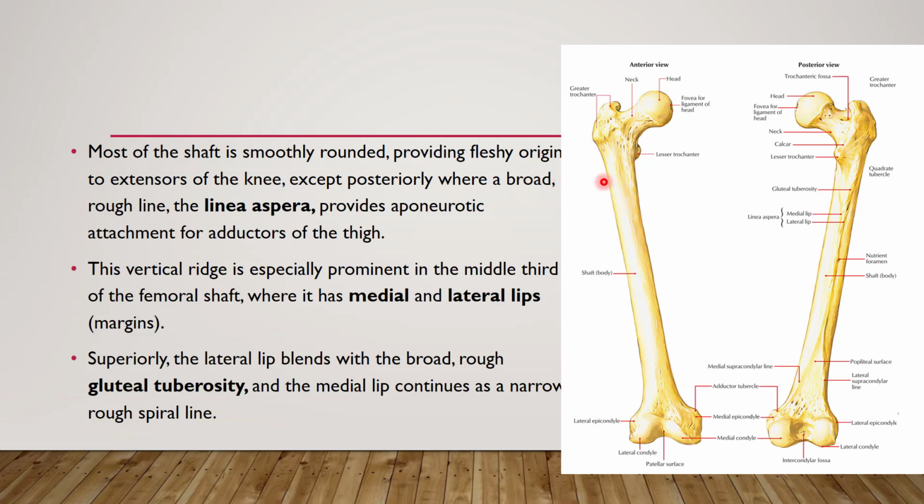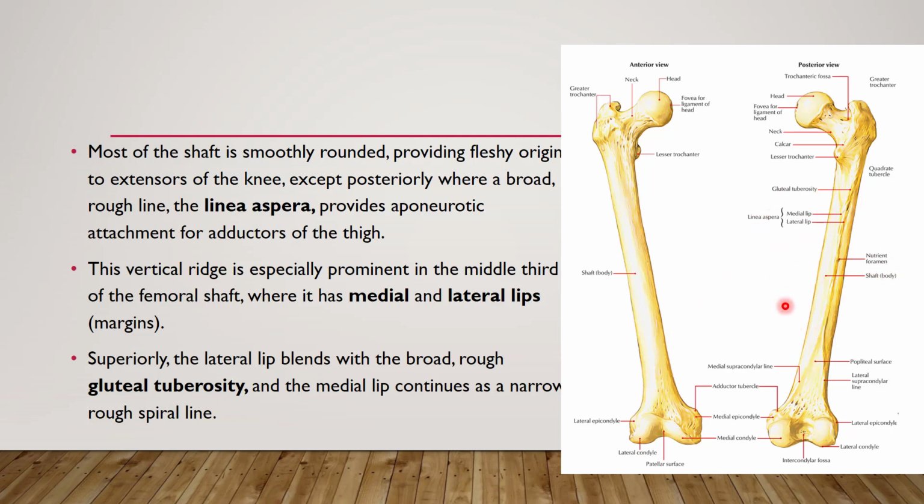Most of the shaft is smooth. See here, it is smooth and rounded, providing fleshy origin to the extensors of the knee, because on the anterior surface we have the extensors of the knee, except posteriorly where there is a broad rough line, see here, which is called the linea aspera, present on the posterior surface. It provides aponeurotic attachment for the adductors of the thigh, okay. This vertical ridge is especially prominent in the middle third of the femoral shaft.